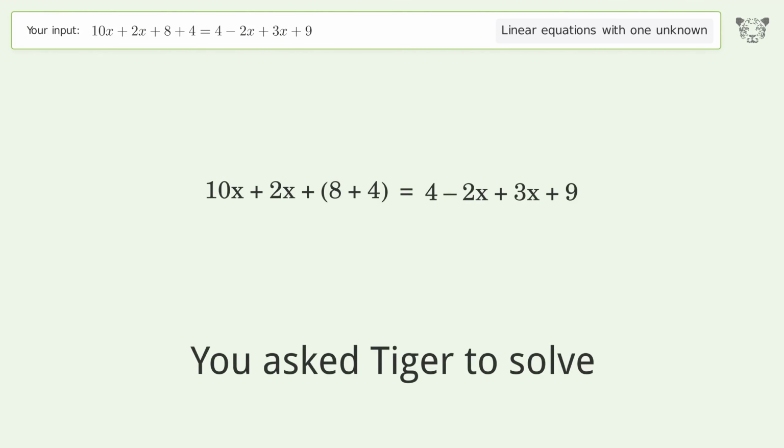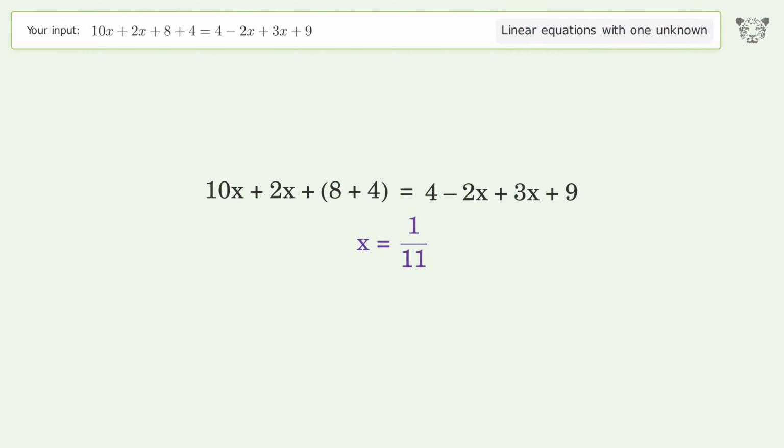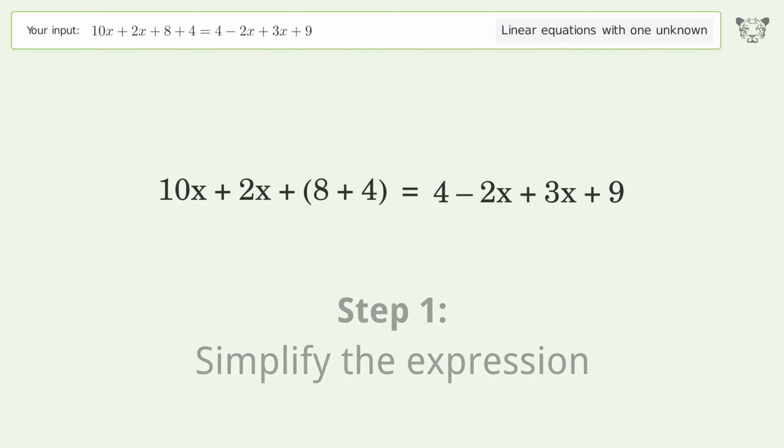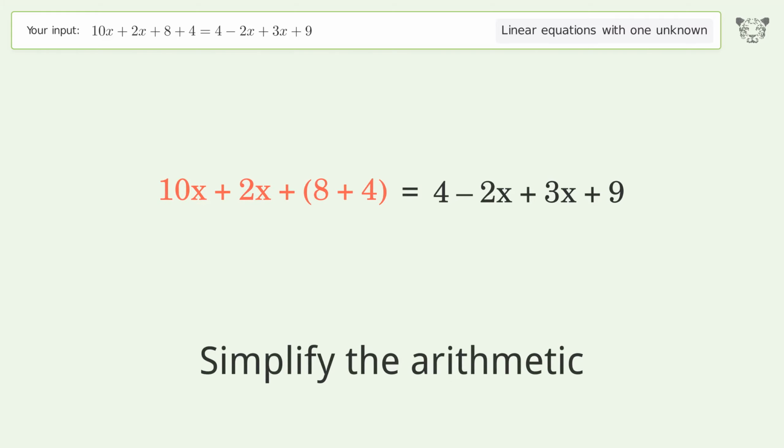You ask Tiger to solve. This deals with linear equations with one unknown. The final result is x equals 1 over 11. Let's solve it step by step. Simplify the expression. Simplify the arithmetic.